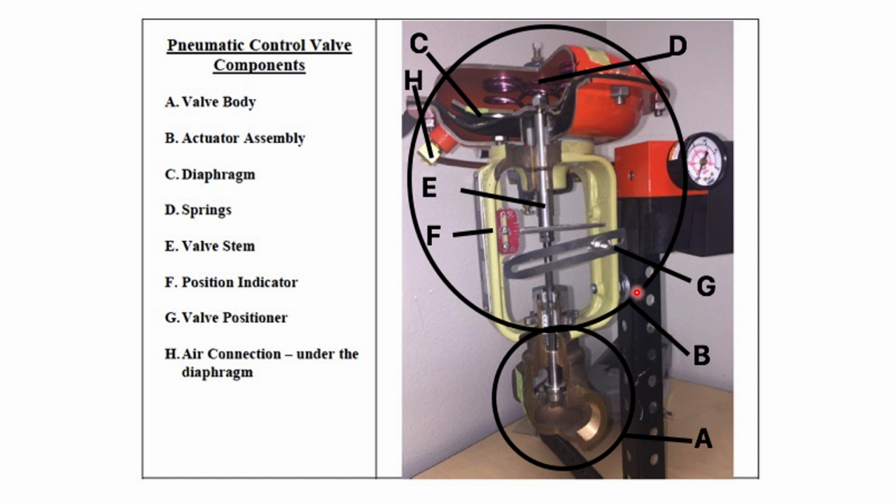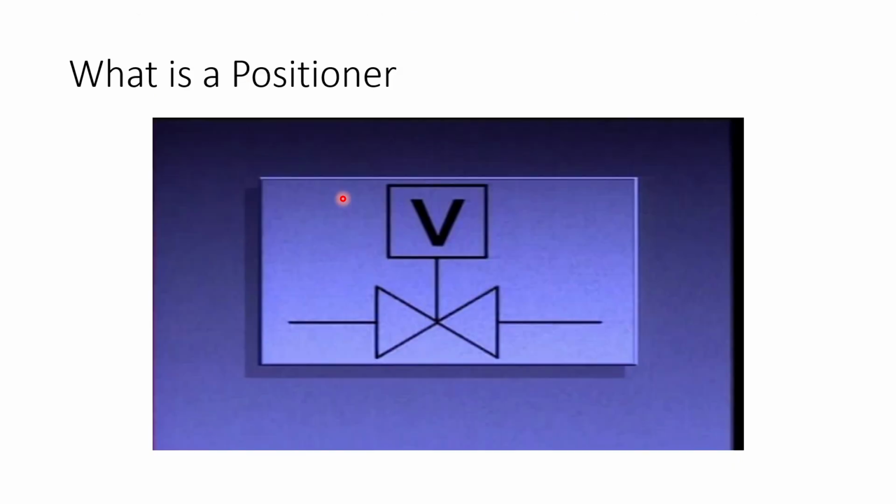So you see, this is the valve body, and then this is the actuator assembly here. This is the diaphragm which operates the valve, and then these are the springs. This is the valve stem. This F is the valve position indicator, and this is your valve positioner. Here the air connection is from the diaphragm in this particular valve.